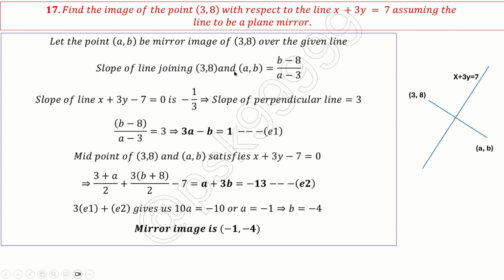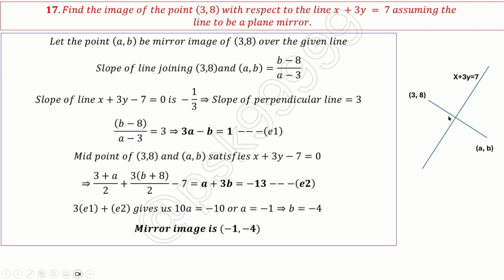Slope of this one is b minus 8 by a minus 3, and slope of this line is minus 1 by 3. Since both are perpendicular, product of slopes is equal to minus 1. So using that, I get an equation 3a minus b equal to 1. This is my equation 1.